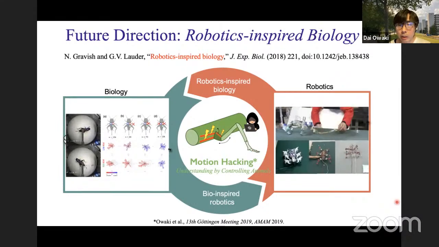So by using this method, we observe the leg coordination process by the insect's own nervous system when the leg is controlled externally.